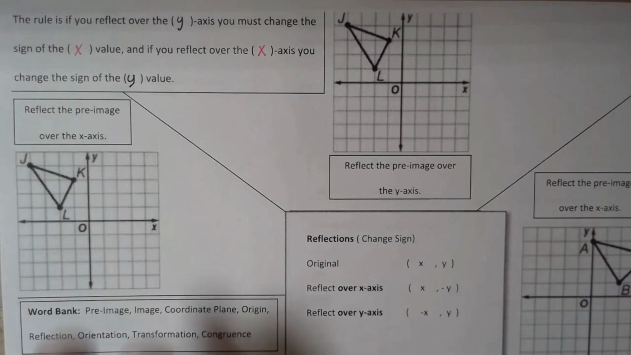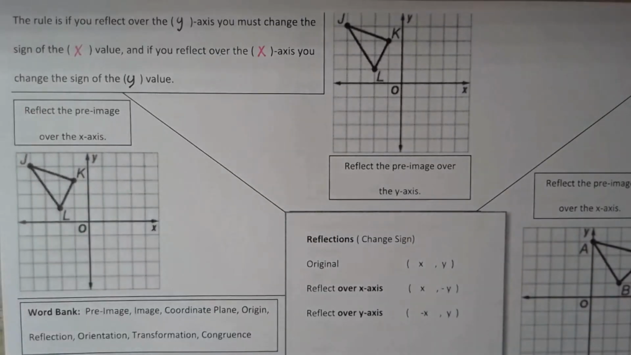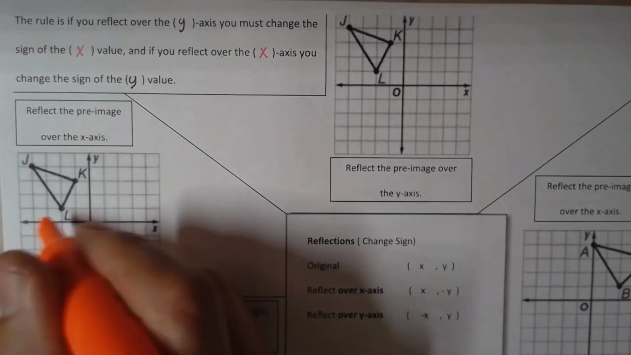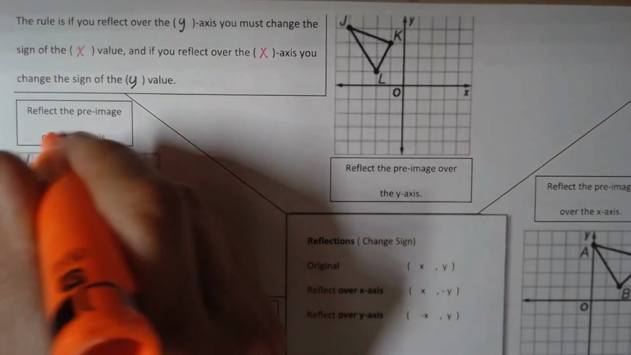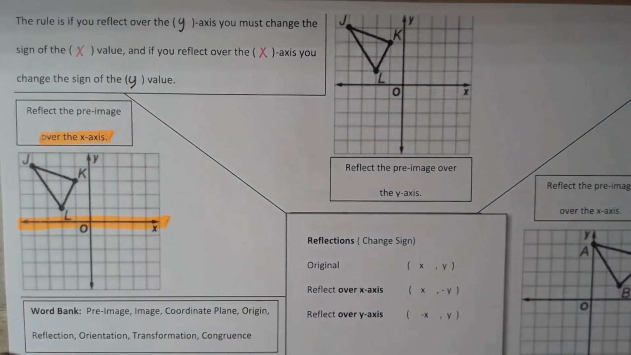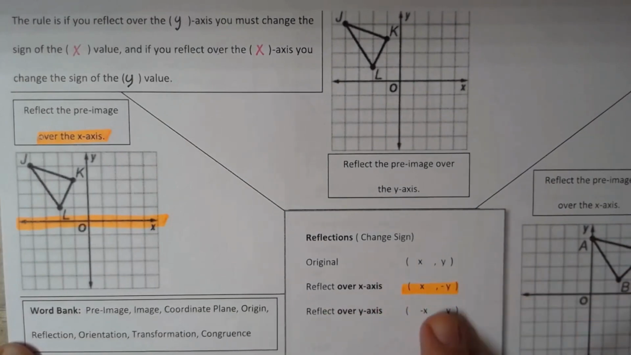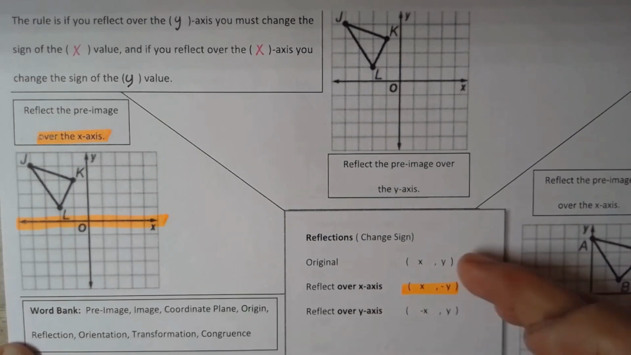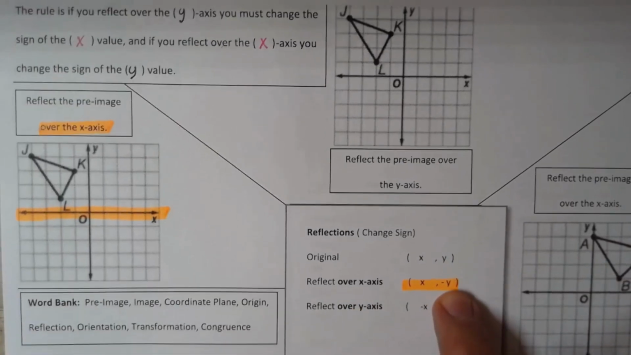Now, notice this first problem over here. It says reflect the pre-image over the x-axis. Now, when I say x-axis, I'm meaning the one that we label x, our left and right axis. That's what we're going to flip over because it says over the x-axis. On your notes, I made you a little cheat sheet over here. And notice that has us changing the sign of the y. So in other words, we started with a positive y, but since we reflected over the x-axis, we just changed that value to a negative value. That's all there is to it.